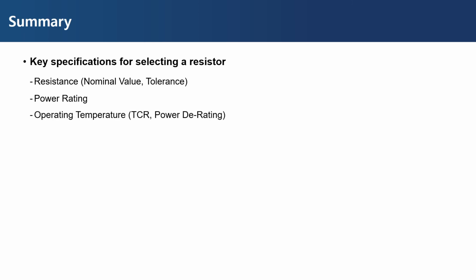Next is the operating temperature. The temperature rise due to the ambient temperature and power consumption must not exceed the maximum operating temperature. Since the resistance value changes according to the temperature change, it is necessary to take this into account. Power derating should be considered when a resistor is operated above the temperature where the power rating is defined. Voltage rating should be considered for high voltage applications, especially for AC applications.